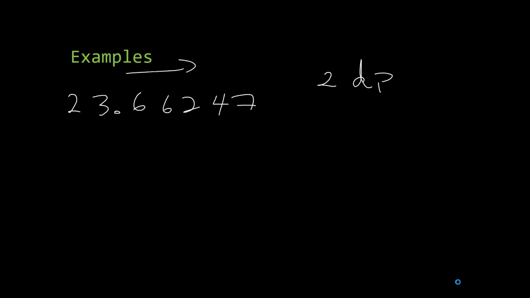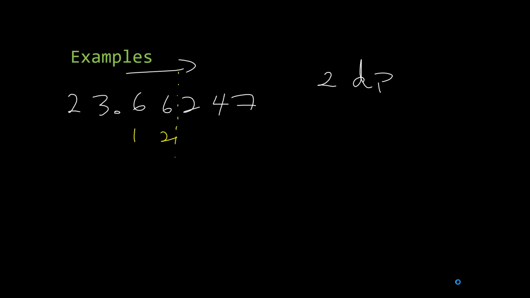Let's say, for instance, we have a number 23.66247, and we are asked to write that to 2 dp, or 2 decimal places. What we have to do is look for our radix point. As I said, that will be our 0 point, and we will count to the right, and we will see that we have value 1, value 2. Now that means we are cutting off at this point.